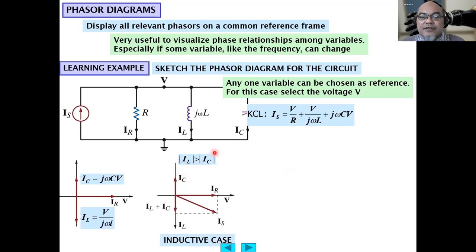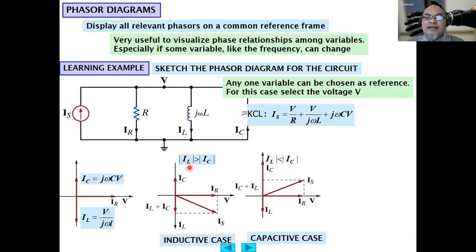So if the current IL here is larger than IC, what will happen is the resultant current due to these reactances will tend more towards the inductance part, so it will go more downward here. Then the resultant IS will be in this quadrant, which means that IS is lagging the voltage by this angle.